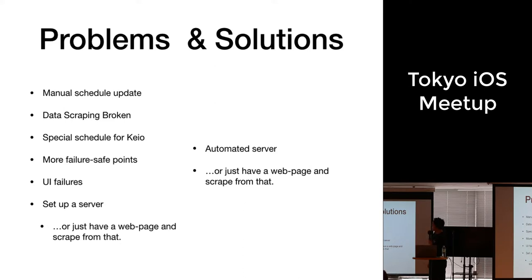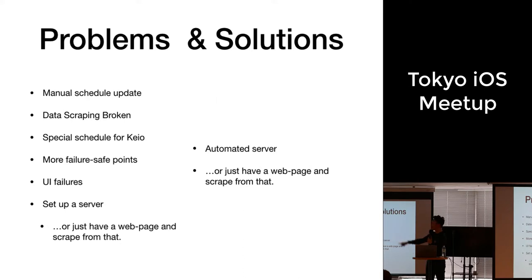And the second part is that the teammate who wrote the Ruby code for data scraping, I don't know why, but his code is broken. So I just rewrote everything in Python. I'll be re-implementing that, because I couldn't read his code. And oh yeah, the special schedule for KO, I need to adjust the dates for the class days, even though they're holidays.